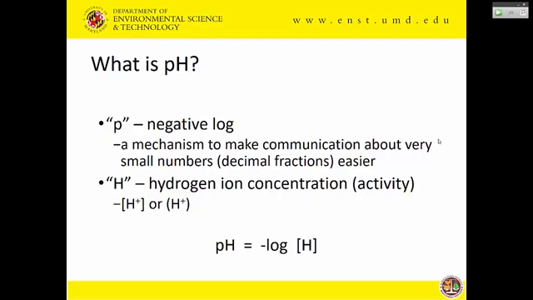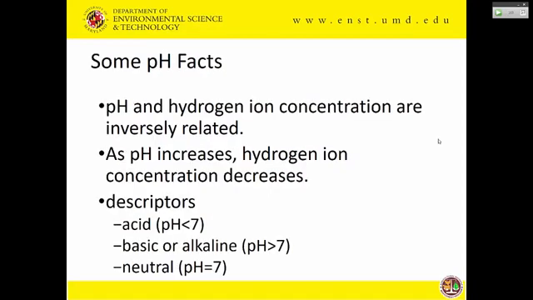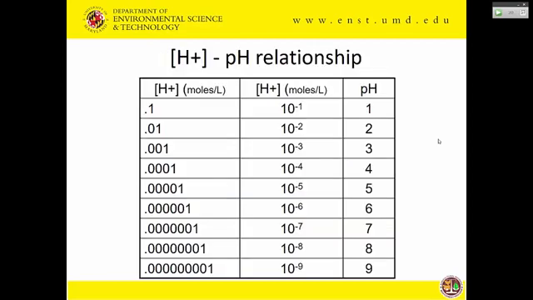Now, you know from high school that if you see x equals minus y, they're inversely related, right? As one goes up, the other goes down. And that's exactly what happens here, all right? So they're inversely related. As the pH increases, the hydrogen ion decreases. And we have descriptors. If it's pH less than 7, we call it acidic. If it's greater than 7, we call it basic or alkaline. And if it's right at 7, it's called neutral. And that's pretty true across disciplines.